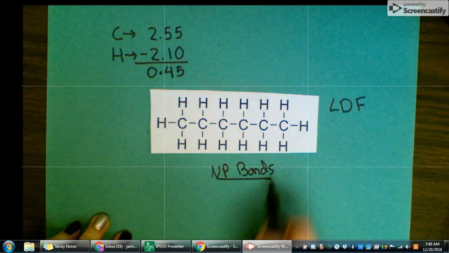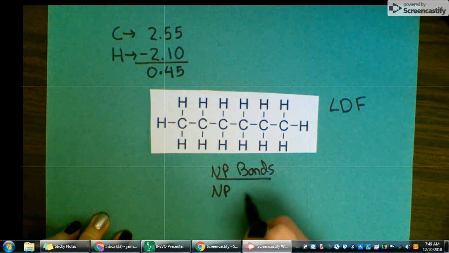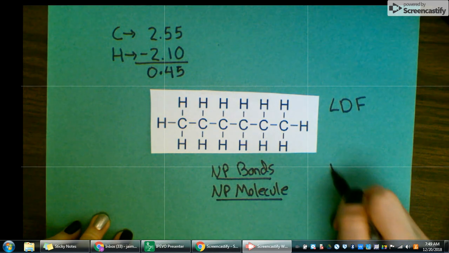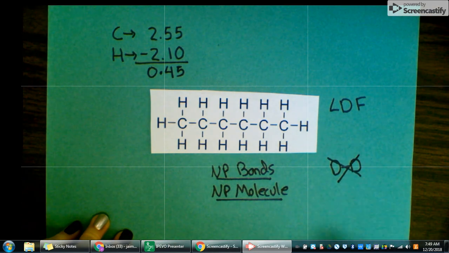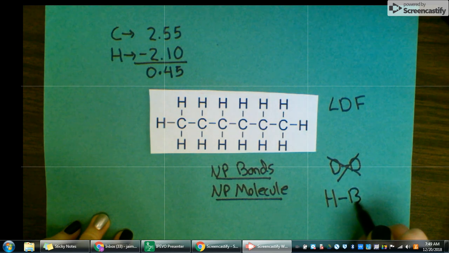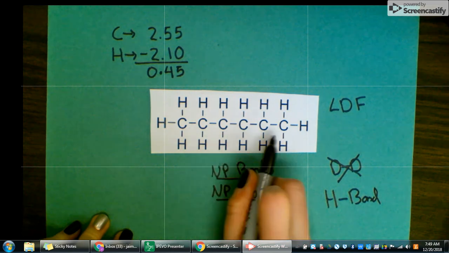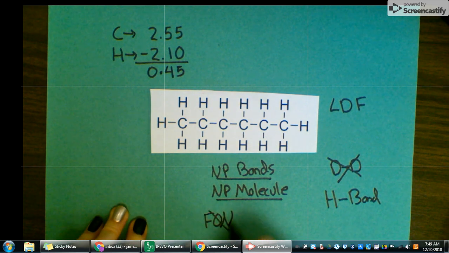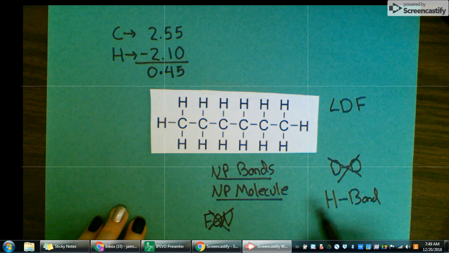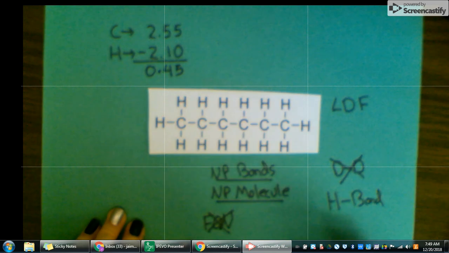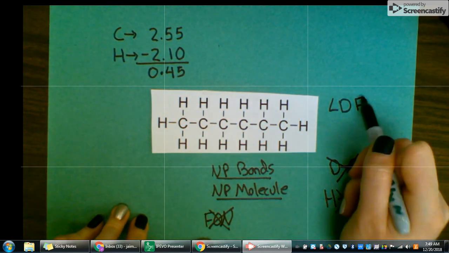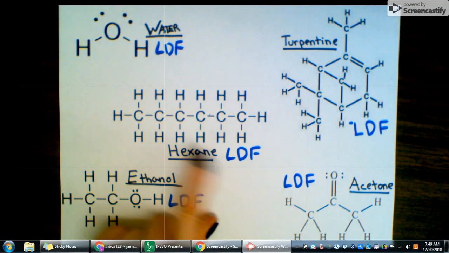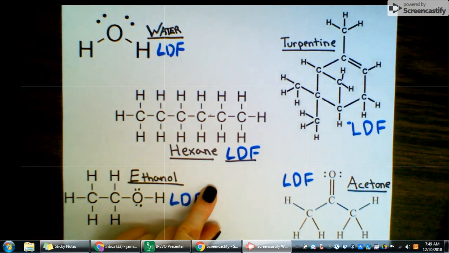And because we have all nonpolar bonds, that makes this a nonpolar molecule, which means we can't have dipole-dipole. And we can't have H bonding because we don't have any hydrogens that are bonded to F, O, or N. We don't have that. So hold the phone, it's not here. So we can't have H bonding. So the only type of intermolecular forces for hexane are LDF, which I will just leave here. So that's our final answer for hexane.